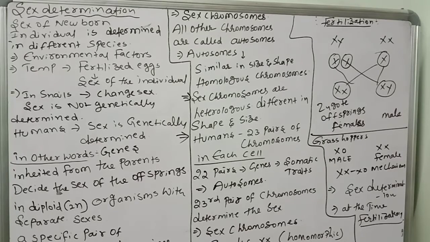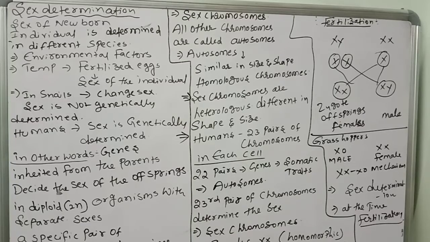The males, XY, are called heteromorphic. Why heteromorphic? The X chromosome is bigger and the Y chromosome is smaller. Bigger, smaller: heteromorphic. This is an important point. Homomorphic and heteromorphic are points you should remember.